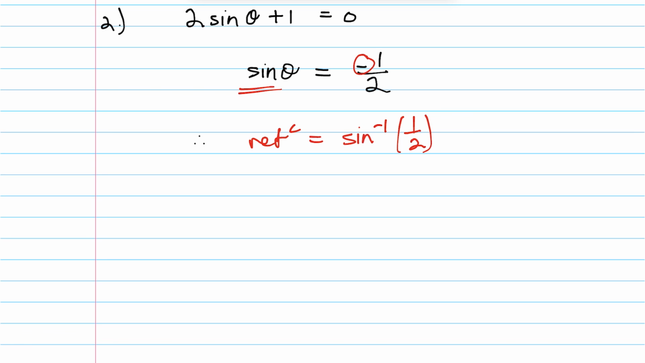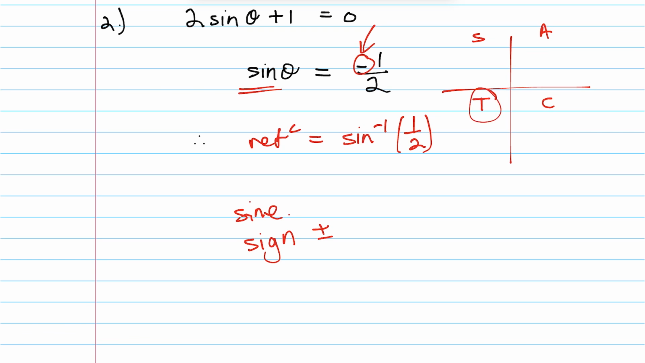Instead, we're going to use the sign to find the quadrants where sine is negative. It's funny because I'm saying sine as in the function sine, and then also sign as in the symbol plus or minus, so don't get confused between the two. We are looking at the sign here, which is negative, and sine is negative in the third and fourth quadrant.